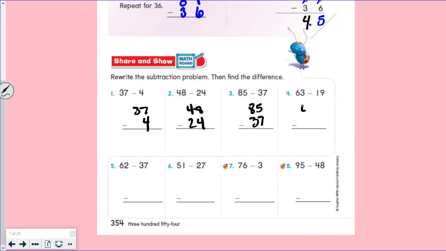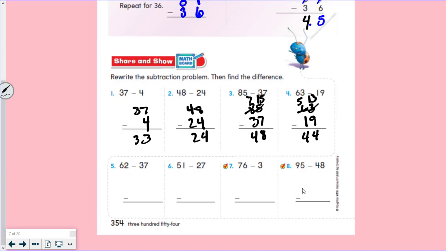We got 63 minus 19. All right, you guys go ahead and pause your video and you solve those 4 on your own. All right, so here's what I came up with. I regrouped on number 3 and number 4. So go ahead and pause your video and check and make sure what I've got matches what you have. And if not, try to figure out why you made a mistake and how can you fix it.